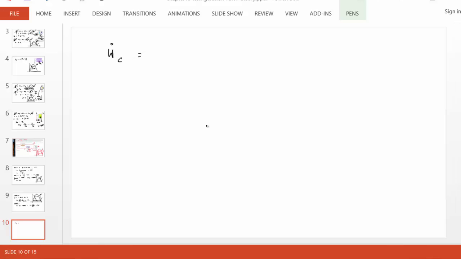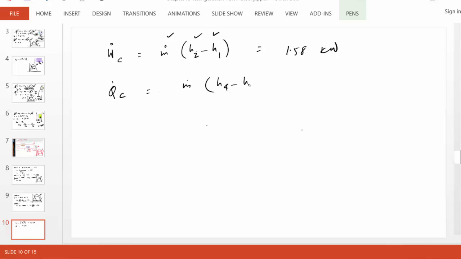Well, the compressor power is m dot times h1 minus h2, and if we substitute the values, wait, no, it's h2 minus h1, sorry, compressor power is positive, it should be 2 minus 1. Now if we substitute the values, you can see that it will be about 1.58 kilowatt. We already found m dot. To find Q dot C, it is m dot times h1 minus h4. Again, when you substitute the values, you can show that Q dot C is 5.28 kilowatt.